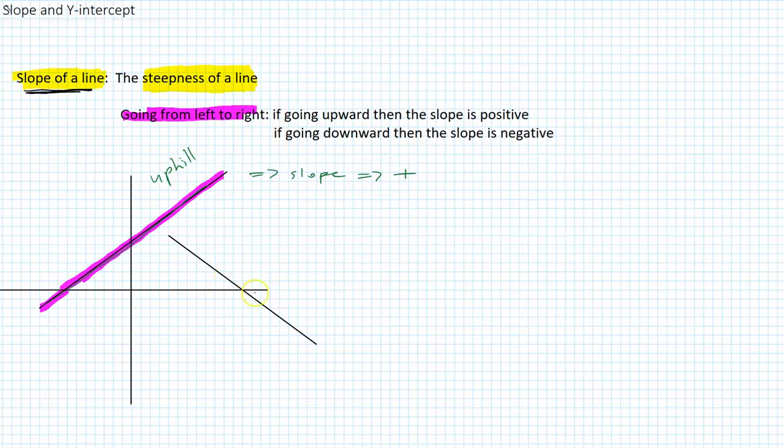If it's going downhill from left to right, look at the second one right here. This one is going downhill from left to right. So let's write down downhill: the slope is negative. Now remember what I said, you're looking from left to right. That's the only way you can distinguish between the two.